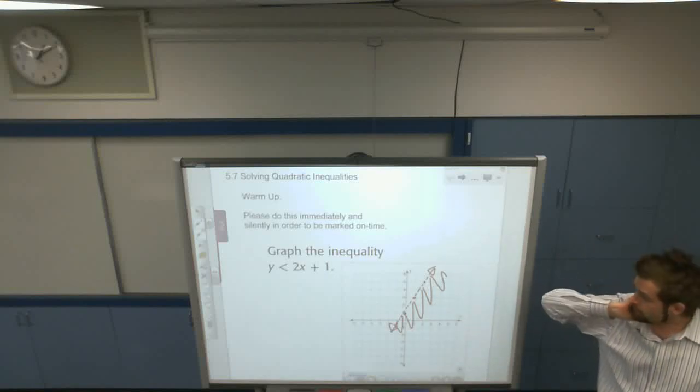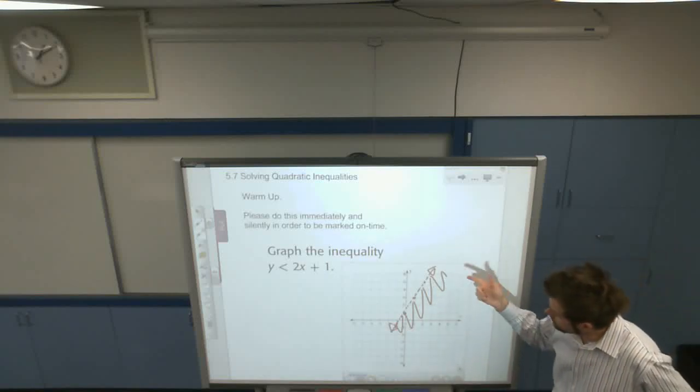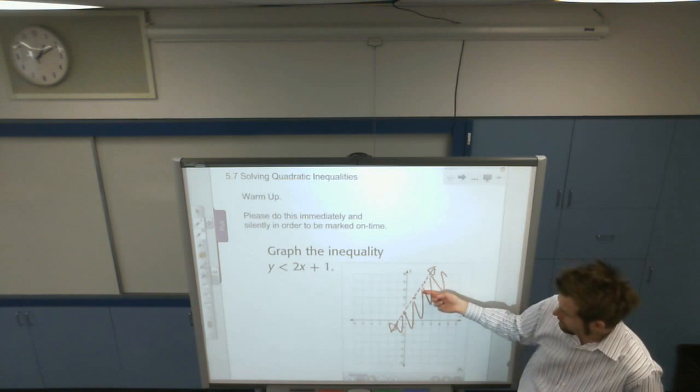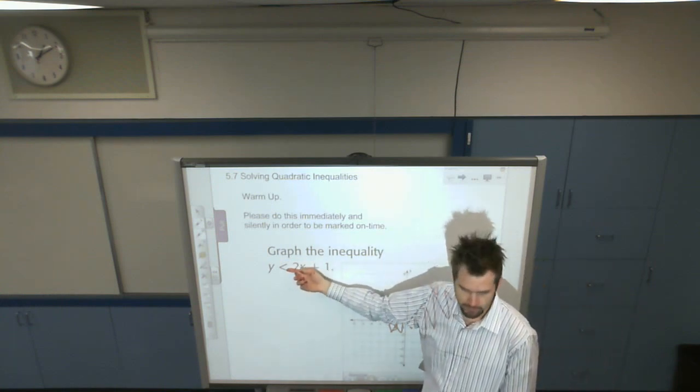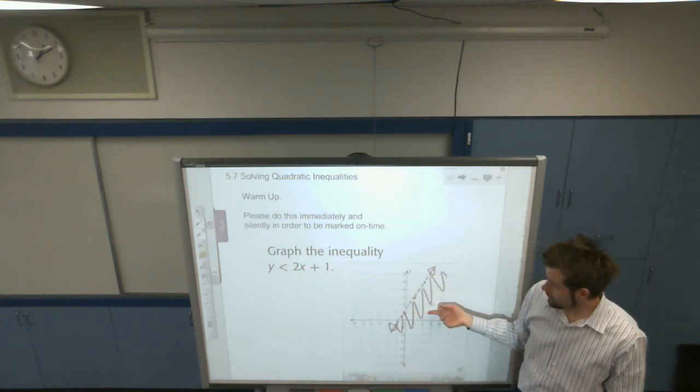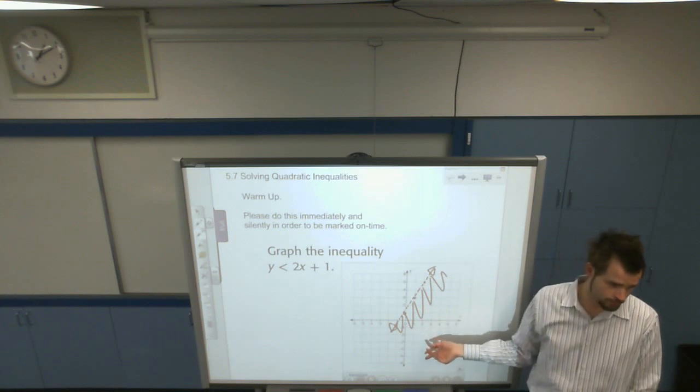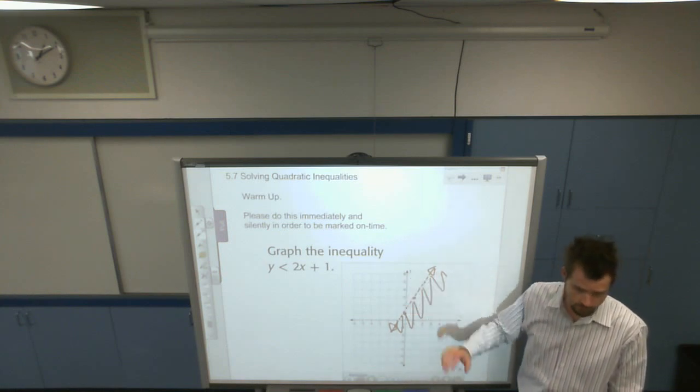Everybody knows how to graph this, but just watch out for the standard mistakes. It should be a dotted line because it's less than, not less than or equal to. And it should be shaded below. The rule is really simple. What's the rule as far as deciding where to shade?